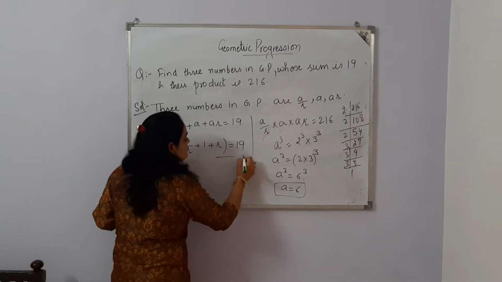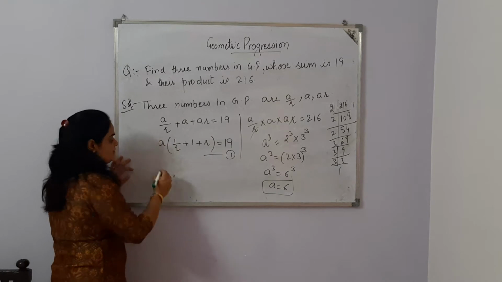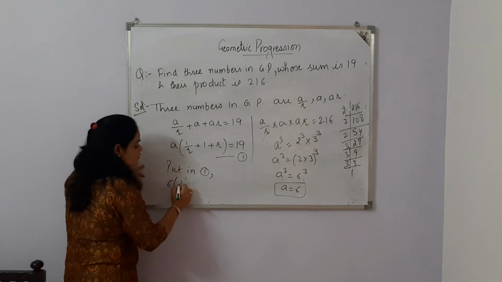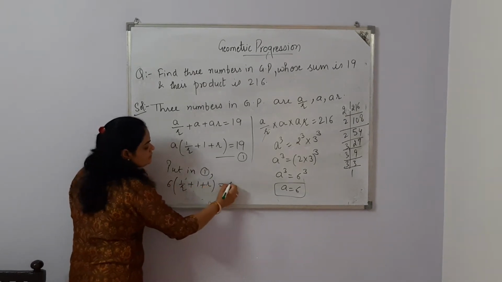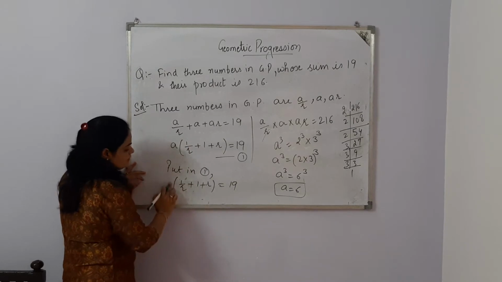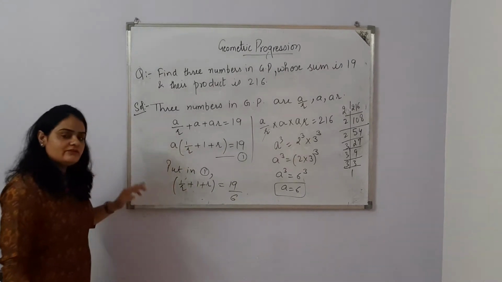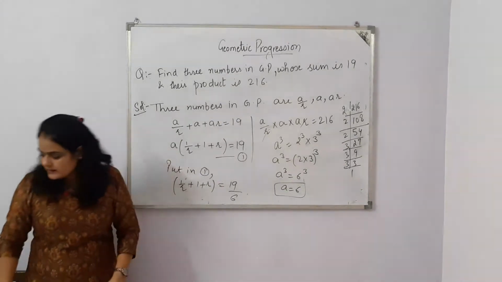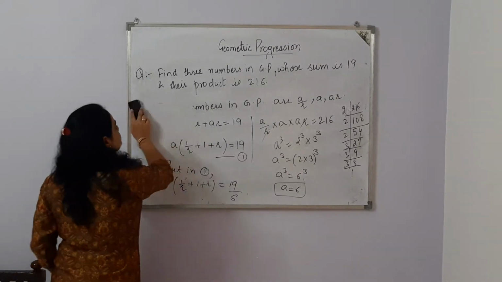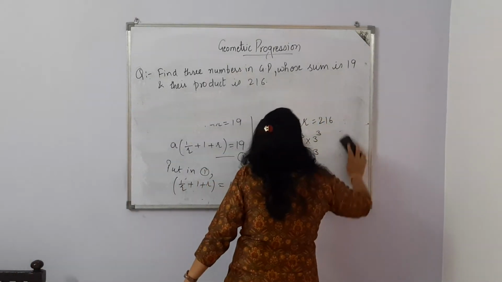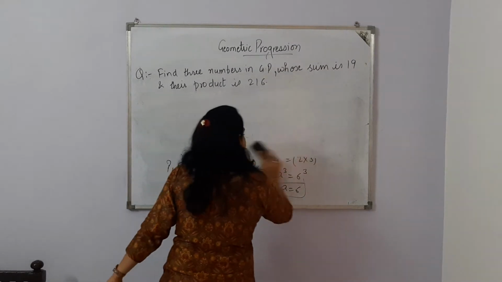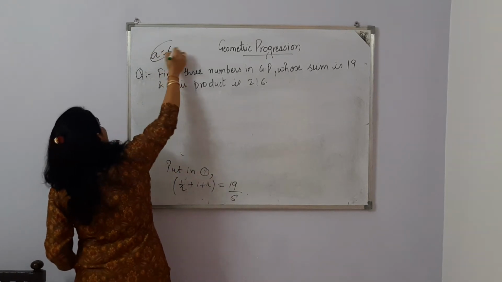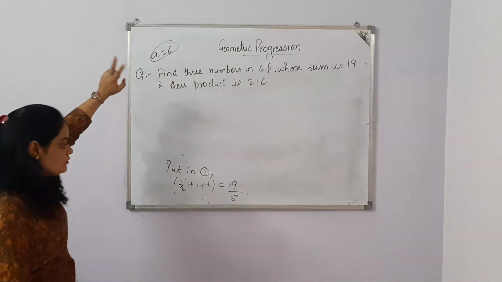Now, if this is your first equation, can I substitute the value of A in the first? Put in 1. So what will I get? 6 into 1 by R plus 1 plus R is equal to 19. When the 6 goes to this side, it will go with the division symbol. So 1 by R plus 1 plus R's value is 19 by 6. We found the value of A, which is 6. I am writing it on top because we will use this later on.